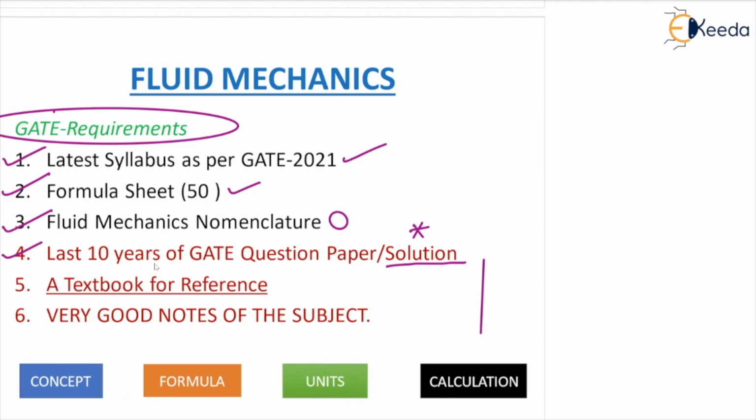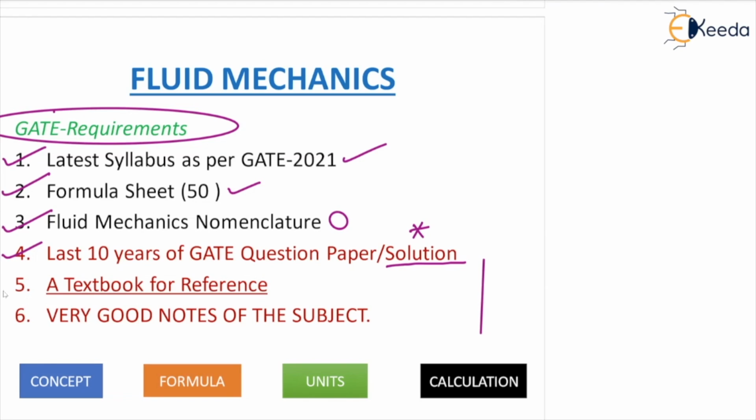I want to tell you last 10 years because earlier we used to follow 15 years, because from 2014 onwards we are having sets of papers, mechanical set 1, set 2, set 3, like that. So even if you are solving the last 10 years of question papers, that is sufficient for your practice.